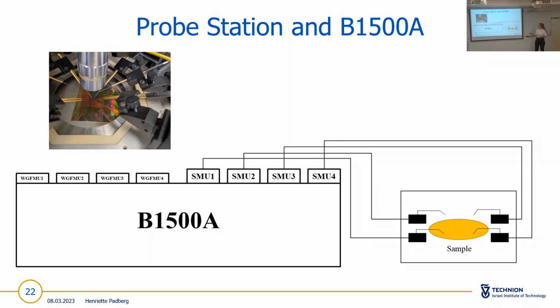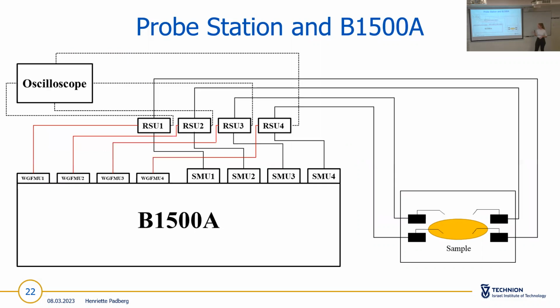You have four needles shown here as a scheme, and they are each connected to one channel of the B1500, and then you can apply voltage pulses as you want. Another possibility is to use WGFMU channels, and then you can also connect an RSU in the middle, so you can switch between the WGFMUs and SMU channels.